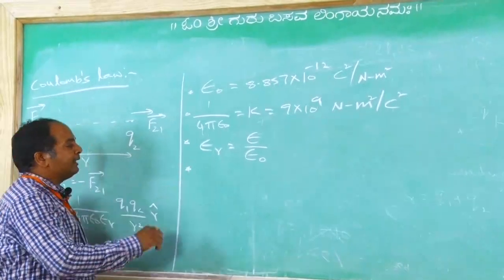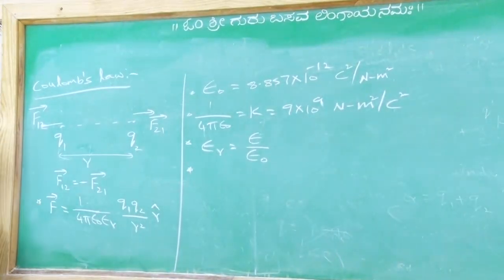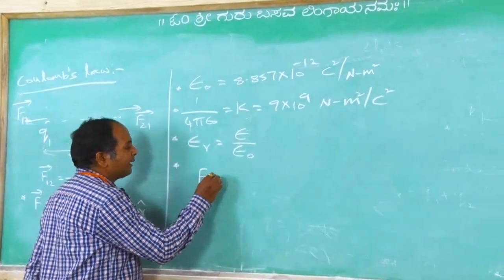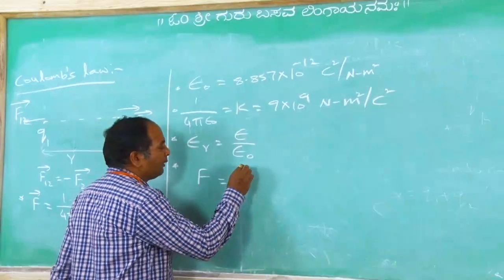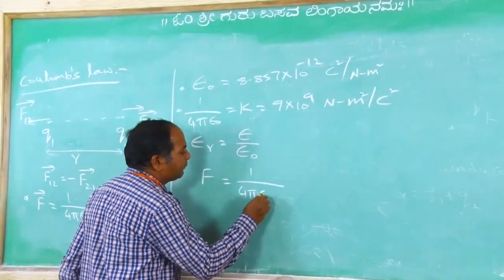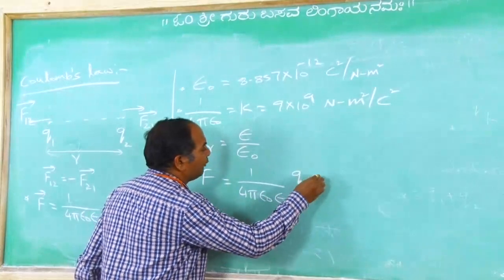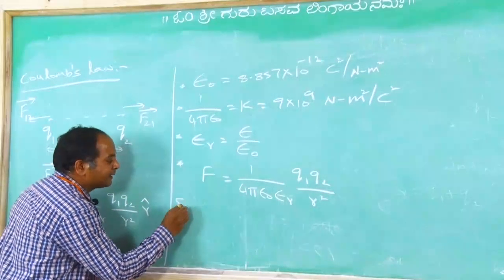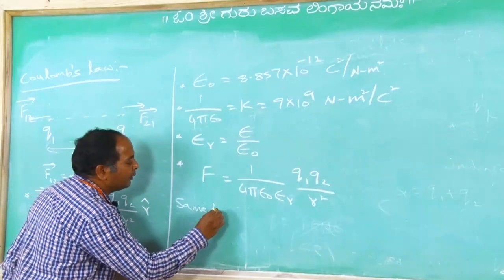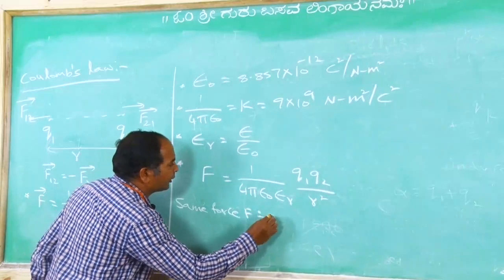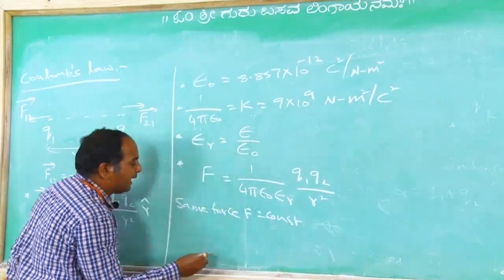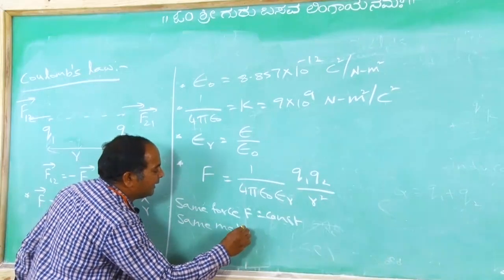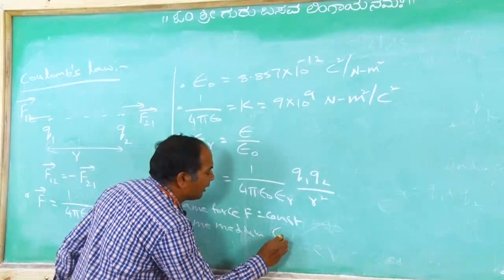On Coulomb's law, from the entrance exam point of view, we should observe carefully the corresponding relations. Here the magnitude of force F is equal to 1 by 4 pi epsilon naught epsilon r Q1 Q2 by R square. Here you should remember that same force means F is equal to constant, and same medium means epsilon r is equal to constant.